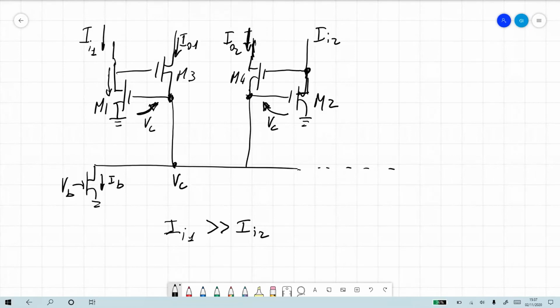So what does it mean? So I'm writing now the drain to source voltage. No, we know the source voltage is ground. So the gate voltage is VC. The drain voltage of M2 is VO2. I wrote it as the output voltage of the second tap. So if it's in the linear region, where should VO2 be?